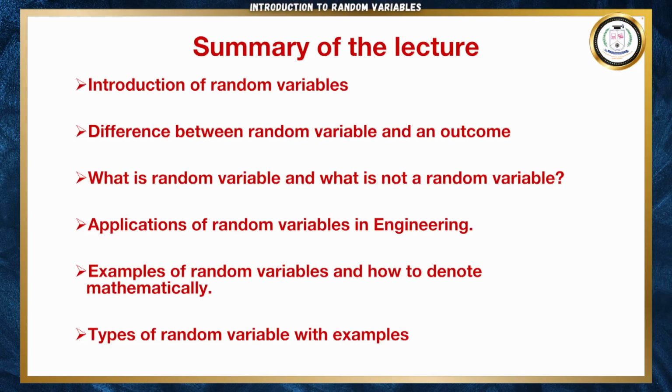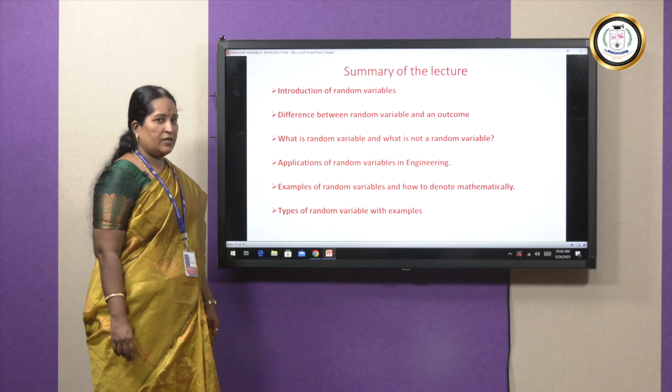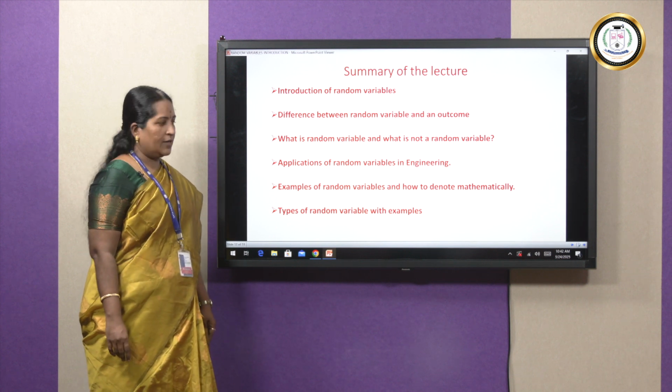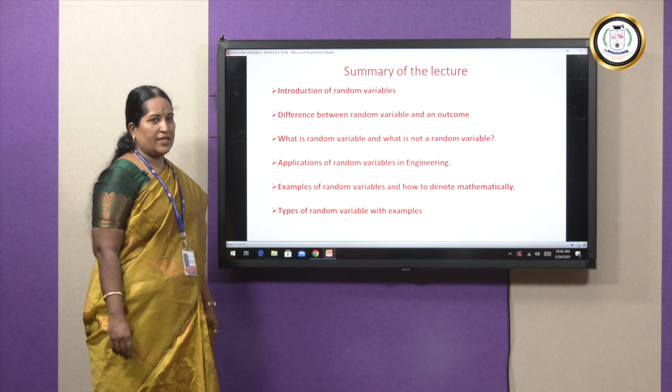The summary of this lecture is: introduction of random variables, the difference between a random variable and an outcome, what is a random variable and what is not a random variable, applications of random variables in engineering, examples of random variables and how to denote them mathematically, and types of random variables with examples.